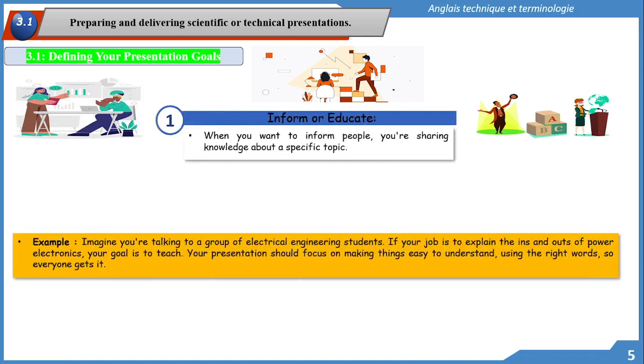Ensuring clarity and detailed understanding becomes essential when your aim is to inform or educate your audience. Think of explaining the intricacies of power electronics to a group of engineering students. Your focus should be on delivering precise information using suitable terminology to ensure a comprehensive understanding of the subject matter. Your presentation style should emphasize clarity and accuracy to effectively educate your audience.